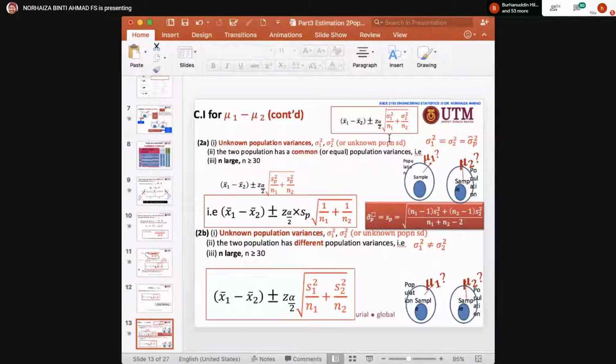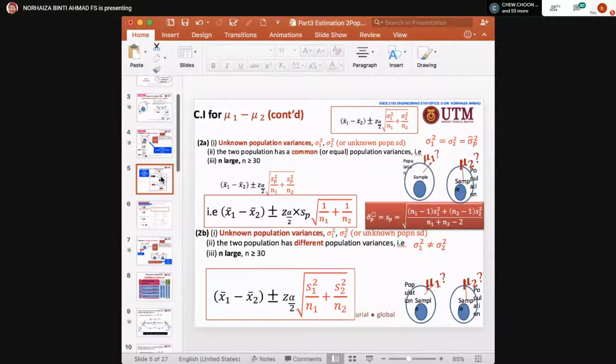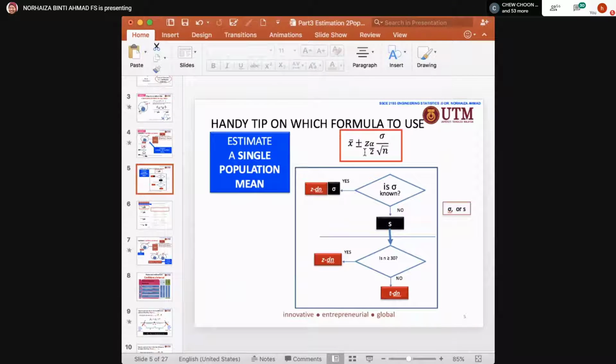So there's an extension to the question. In the last single population mean, you only identify whether you know the population variance. So in the previous case, for the single population mean, you only need to know whether you know sigma, because that's the only value that you need to know, and the sample size.